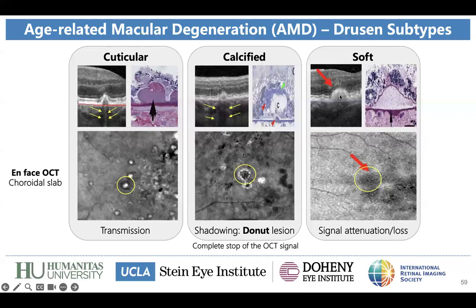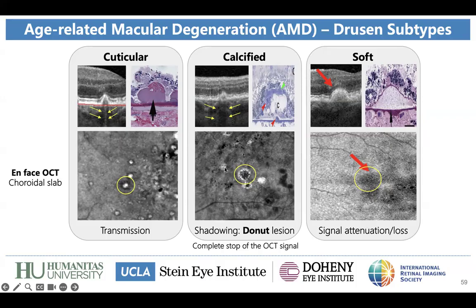Soft drusen, usually due to their lipofuscin content, create signal attenuation. So at the level of the choroid, we will have a dark signal, hyporeflectivity. While calcified drusen are interesting because they create a very nice donut pattern, due to the very mineralized content of the core of these drusen that completely stops the OCT signal. The hyperreflectivity at the level of the margins of the lesion is nascent atrophy.